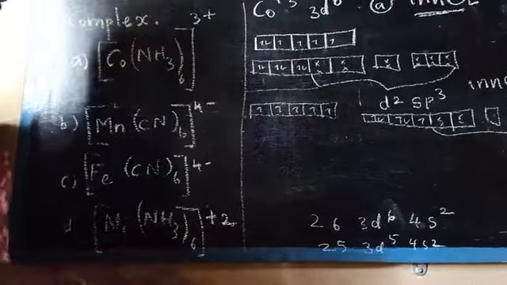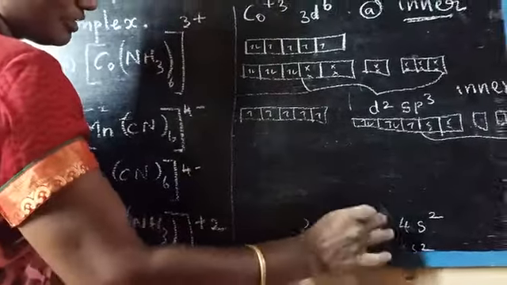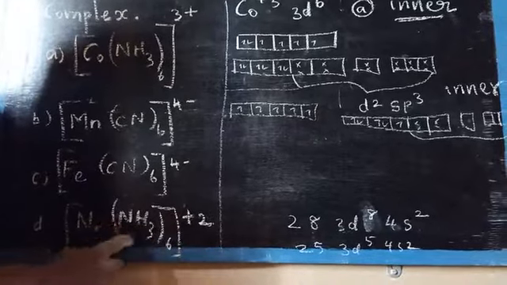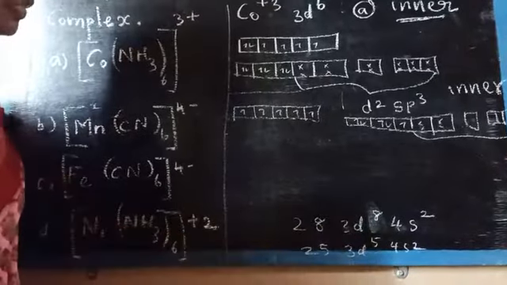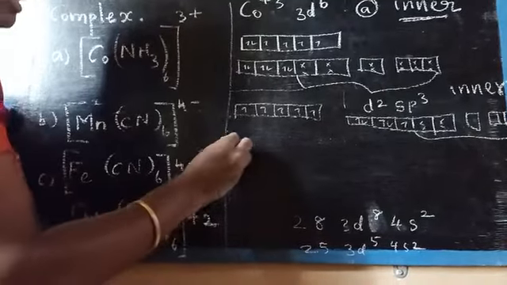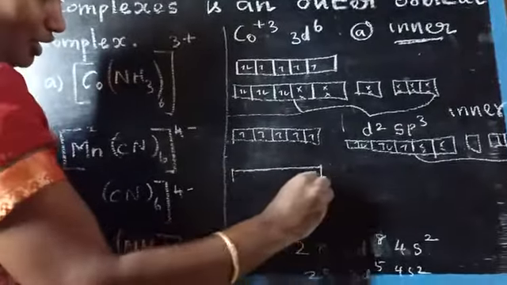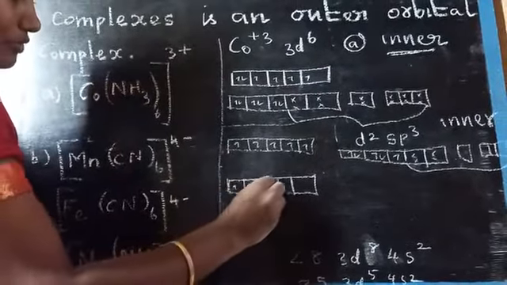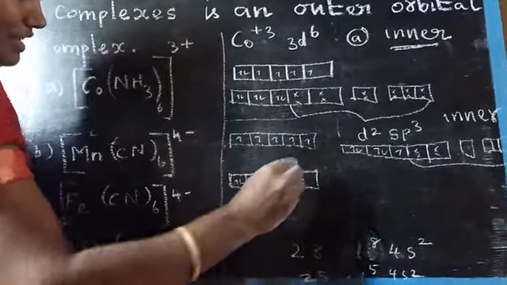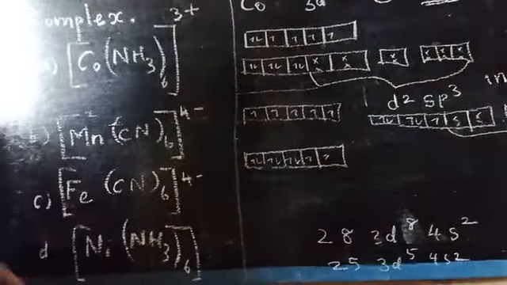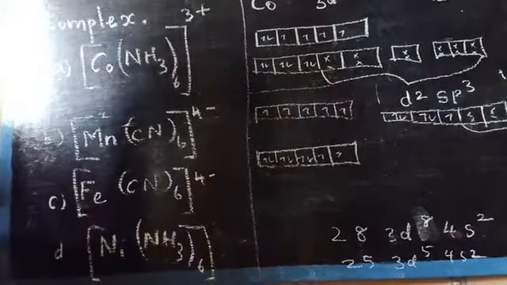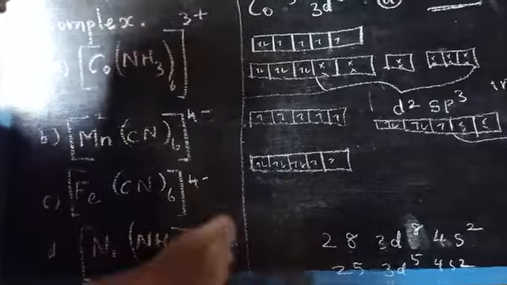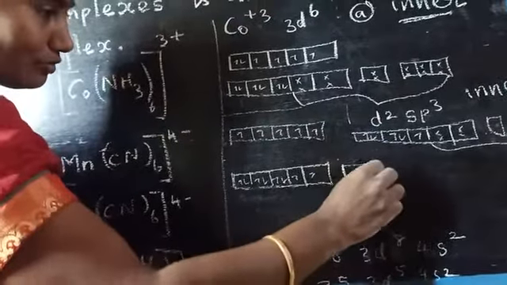In Ni(NH3)6, nickel atomic number 28, so 3d8 4s2. Okay children, here nickel +2 because this one is a neutral ligand, so remaining 3d8. Okay, so 3d orbital: 1, 2, 3, 4, 5, 6, 7 and 8. One correction in the question: here there is no oxidation state shown, that is denoted as a neutral complex. So nickel 3d8 4s2.